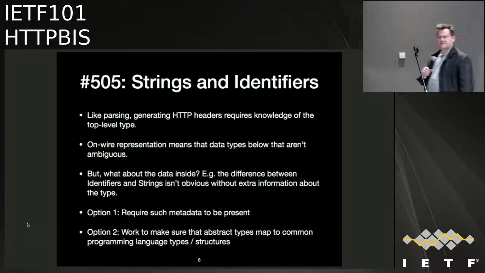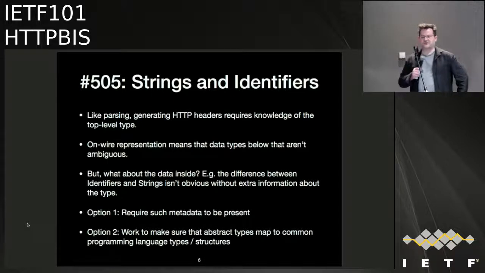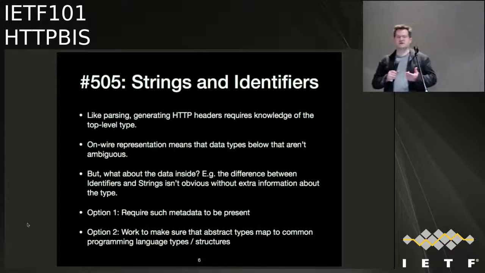So 505, strings and identifiers. This is a little more esoteric. We noticed that when you're generating one of these headers, you also have to know the top level type. So that's interesting because, let's say I've got a data structure and I hand it to my implementation to generate a header from that data structure. Right now, there's ambiguity between identifiers and strings as to, if I just represent that in the data structure as a string, well, do I serialize that as an identifier or a string, for example?